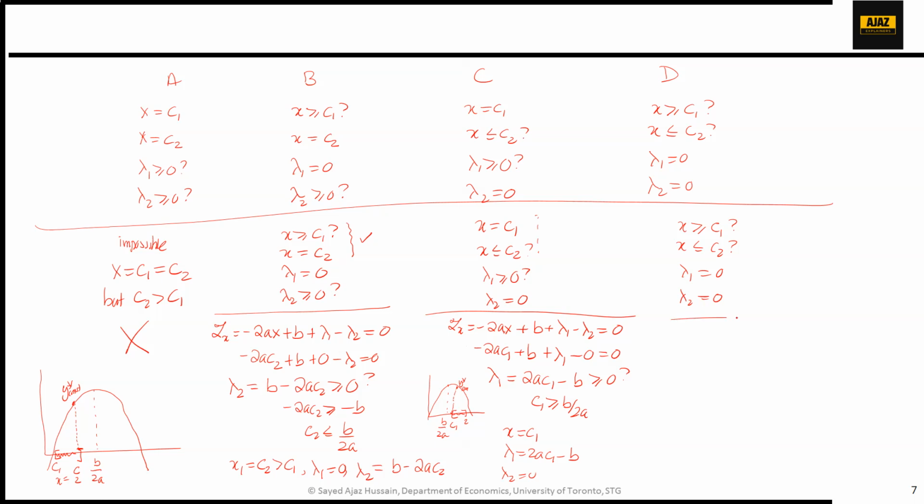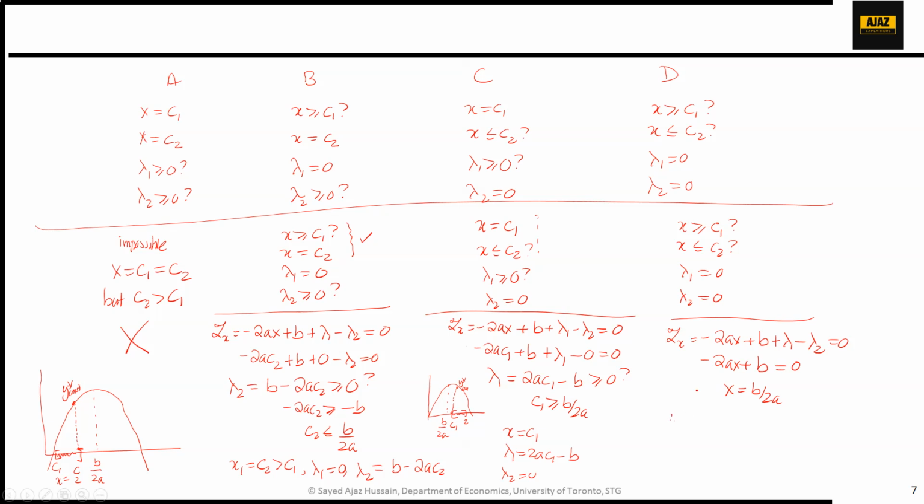the interior solution. Take the first order condition, minus 2ax plus b plus lambda 1 minus lambda 2 is equal to 0. Now we know that the lambdas are 0, therefore x must be equal to, excuse me, b over 2a.